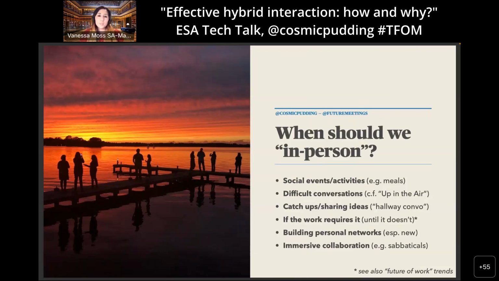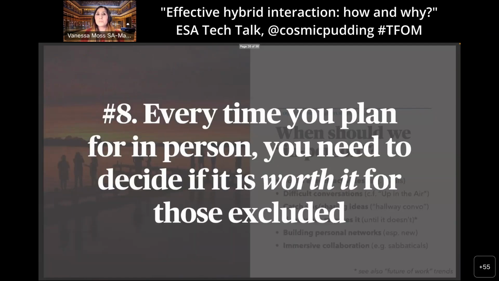There's building personal networks. If you think of someone starting new for the first time who doesn't have any personal connections with the broader institute, that can be a good reason to say, hey, come in, spend a few days, meet this person, get to know them a bit, and it makes the online remote stuff later easier. Or immersive collaboration. So if you're going somewhere for a really long time just to really get to know an institute or make the most of a really long visit, then that could make sense to do some stuff in person too.